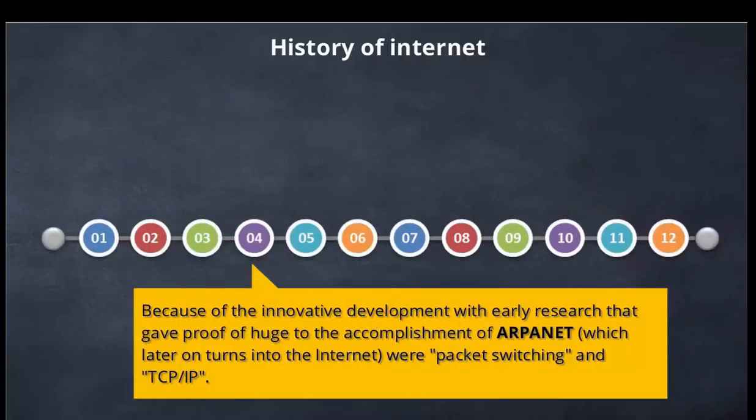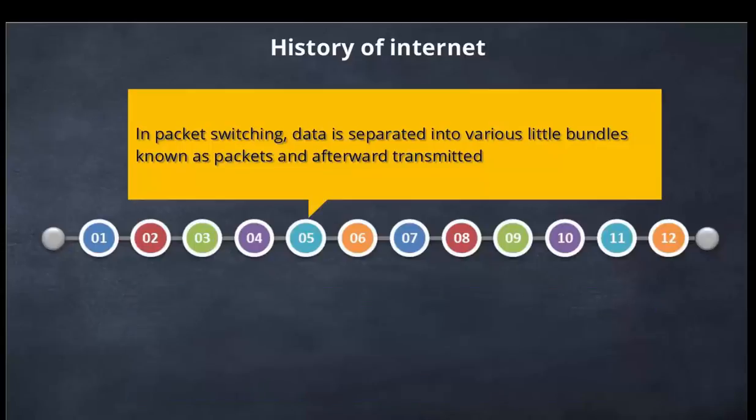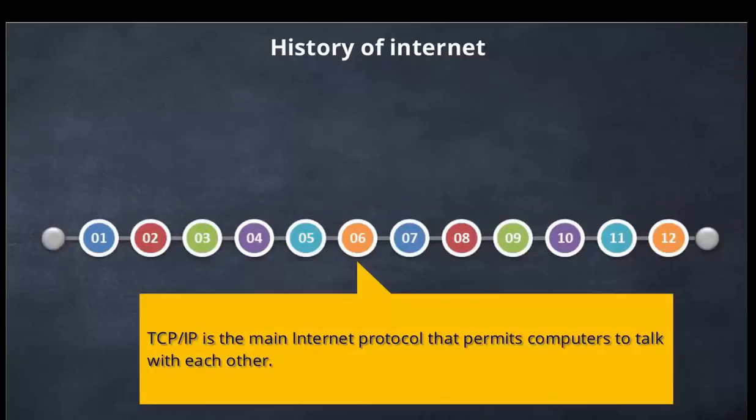The innovative developments in early research that gave proof of huge value to the accomplishment of ARPANET, which later turned into the Internet, were packet switching and TCP/IP, Transmission Control Protocol or Internet Protocol. In packet switching, data is separated into various little bundles known as packets and afterwards transmitted. TCP/IP is the main Internet protocol that permits computers to talk with each other.